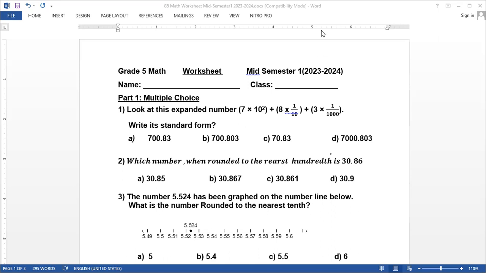عندنا مراجعة بعض النقاط الأساسية في جريد 5. الجزء الأول هو multiple choice، هو اختيار متعدد.